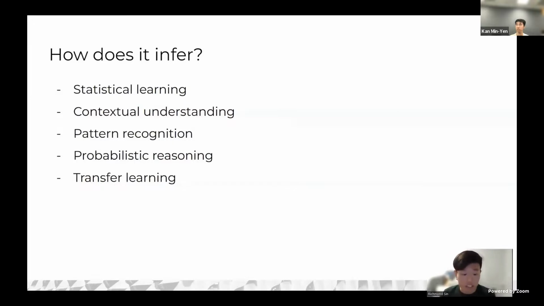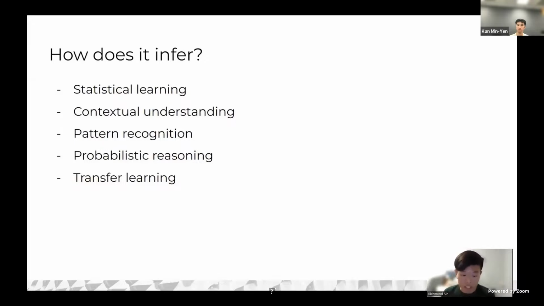For contextual understanding, the model excels at understanding context. It doesn't just rely on fixed rules or templates, but adapts its responses based on the input it receives. It uses contextual information from the surrounding text to determine the most likely interpretation of a query. For pattern recognition, the model is good at recognizing patterns. It can identify relationships between entities, do reasoning, and draw on common sense knowledge. For example, it knows that birds can fly, and if asked, "Can penguins fly?" it can infer that penguins are a type of bird, and respond correctly: no, penguins can't fly.